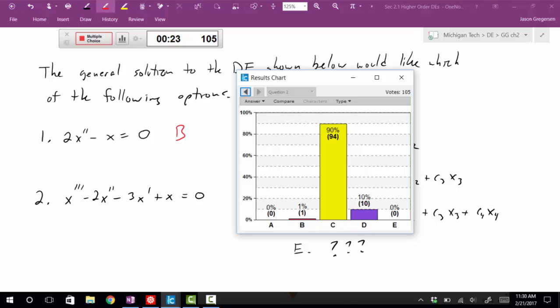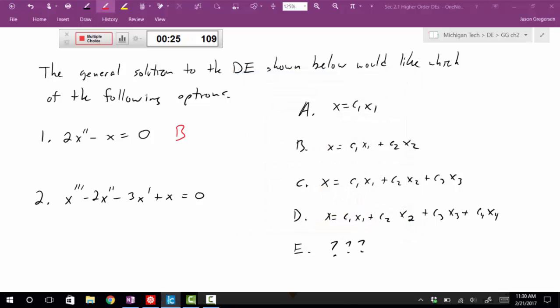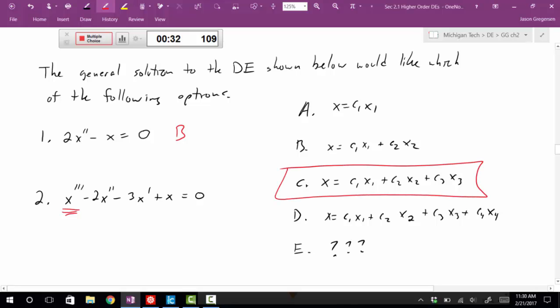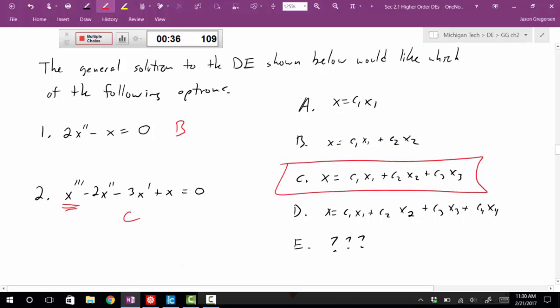All right, pretty happy with C. I agree with C. I see a third derivative here. This is a third order differential equation. I expect to have 3 terms here. All right, any questions?